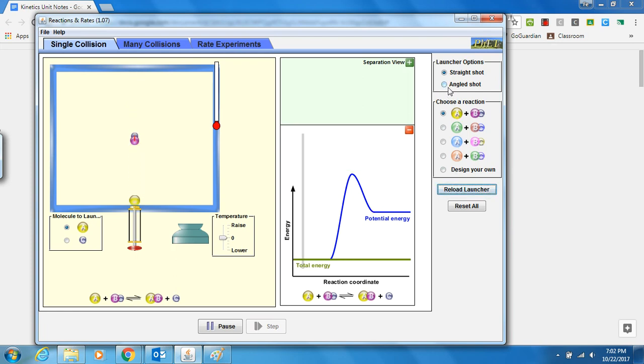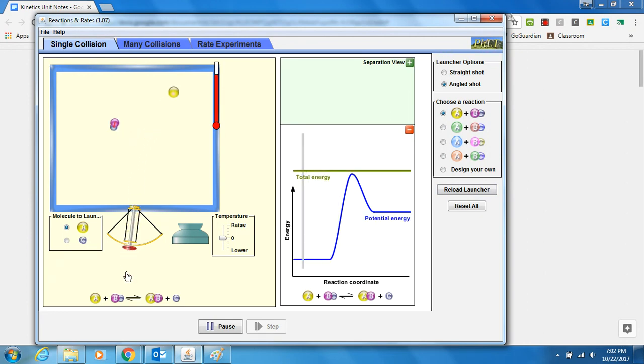Let's reload this launcher and let's set angled shot. All right. So I'm going to angle this a little bit. And let's say that we do have sufficient energy. So I'm going to pull this knob back. Let's see if I can get it to work. Pull that knob back. Let's pull with enough energy to overcome the activation energy. And let's let it hit. Well, maybe it'll hit. Might need to change my angle a little bit. So let's reload that launcher again. All right, let me move my thing, enough energy, and boom.